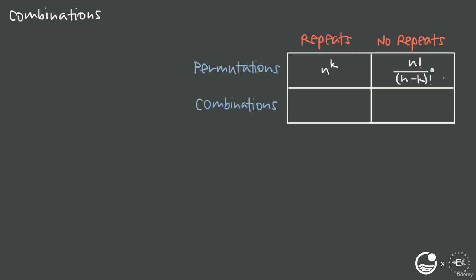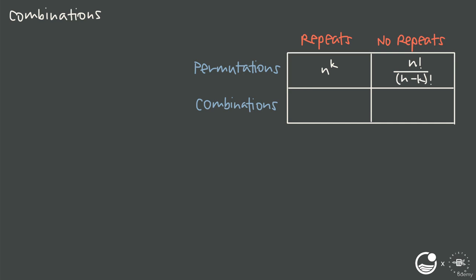So we start here with this table that we built before, where we looked at these two formulas for permutations. Now we want to look at the repeats and no repeats situation for combinations. Remember, permutations is order matters, think position. Combinations is order does not matter. Now, the easier formula to start with for combinations is the no repeats formula.